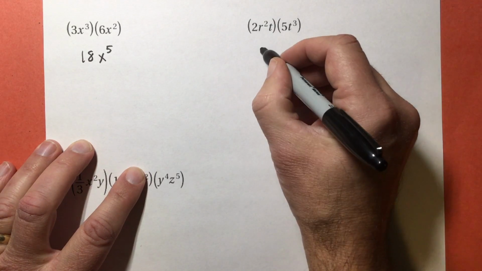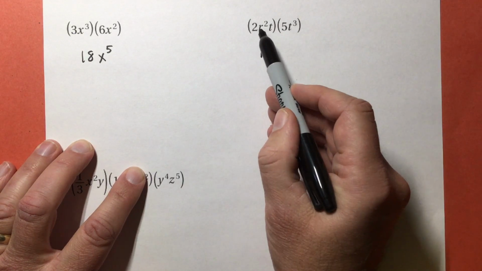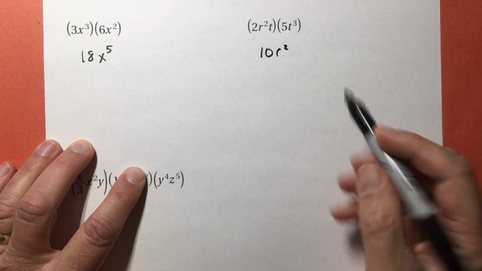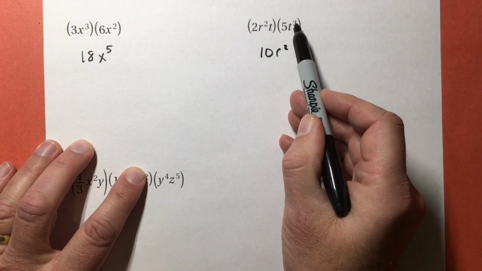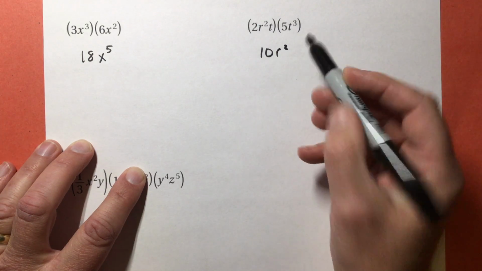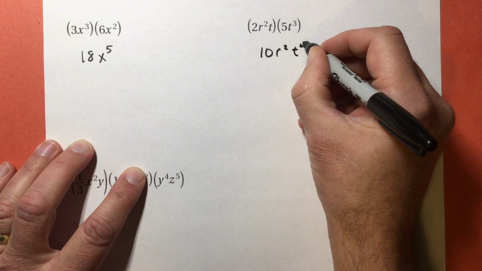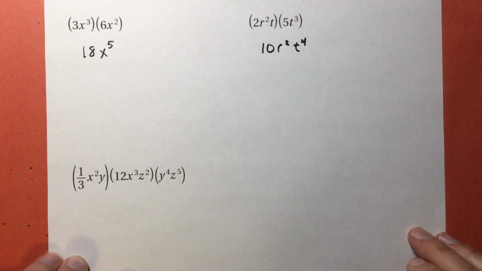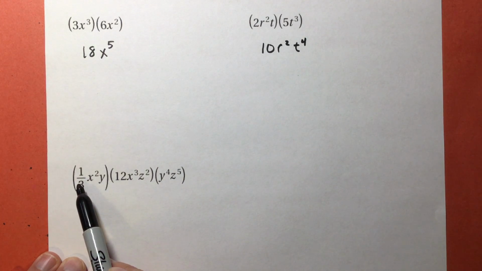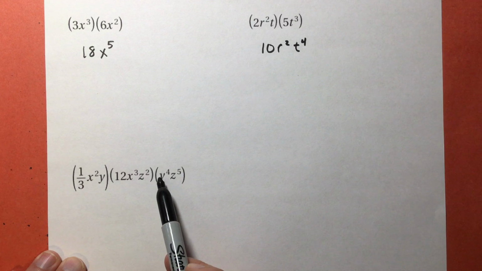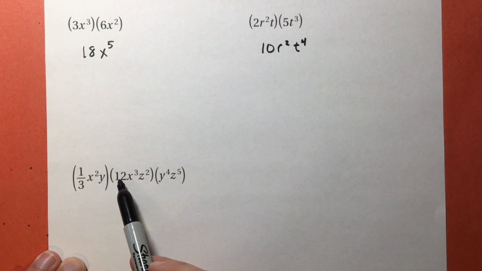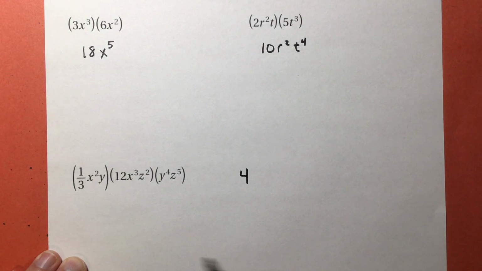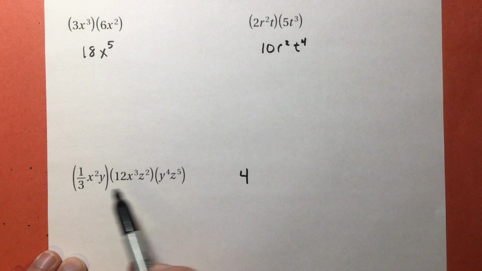2 times 5 is 10. R to the 2nd, there's no more r's, so I just still have r to the 2nd. T times t to the 3rd, I've got 1 here, I've got 3 here. 1 plus 3 equals 4. And the last one, let's see if we can do this without expanding it. I have 1/3 times 12 times 1. 1/3 times 12 is the same as 12 divided by 3. That equals 4. I've got x's, y's, and z's, so let's do them in alphabetical order.